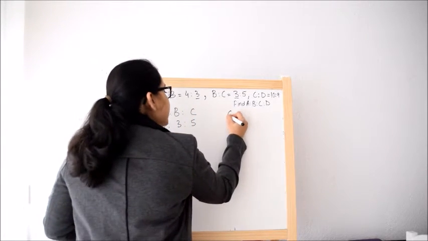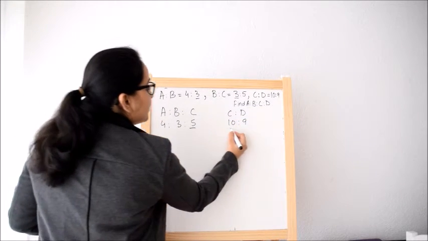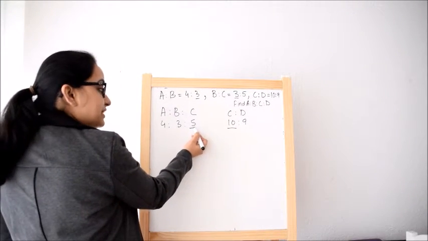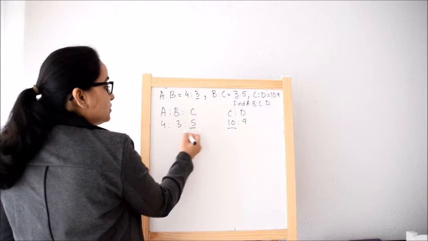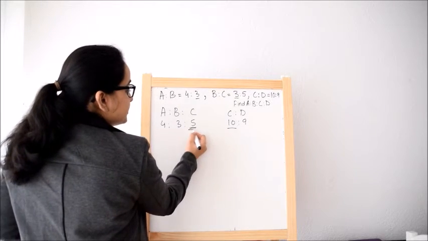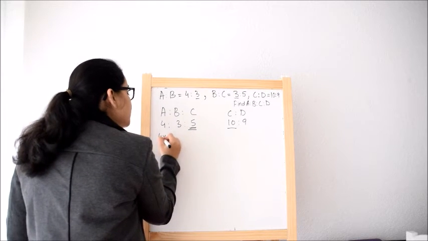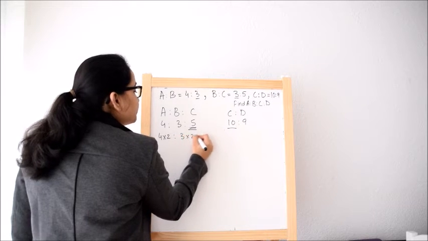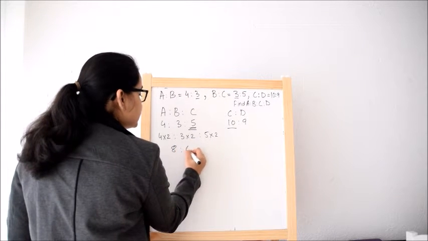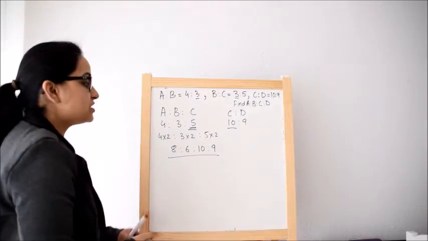Now what we have to do is C is to D is 10 is to 9. Now here we have to make this C equal. Okay, so here it is 10 and here it is 5. So if we multiply 5 by 2, then this will become 10 and both the C will become equal. So if we are multiplying this by 2, then we have to multiply all the other terms also by 2. So it is 4 into 2, 3 into 2 and 5 into 2. So it will become 8 is to 6 is to 10 and D is 9. Okay, so this was our first method.